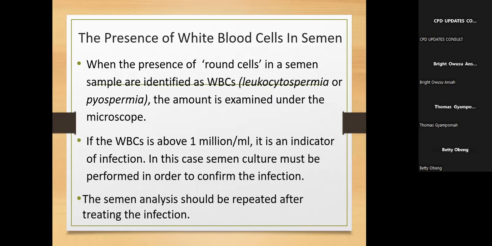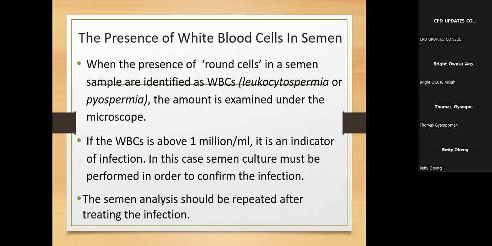Then you have to go and do a cell count, which we'll talk about later. So you do a white cell count manually. If you are getting more than 1 million per mL, then it is an indicator of infection. Anything less than 1 million you consider as normal, because you don't expect semen not to contain any white cells at all. There could be some white cells, but if there are not too many, they could be considered normal. So anything less than 1 million per mL of white cells is considered normal in semen. If it's above, then it's suggestive of an infection. In this case, semen culture must be performed in order to confirm the infection. And then the semen analysis should be repeated after treating the infection.